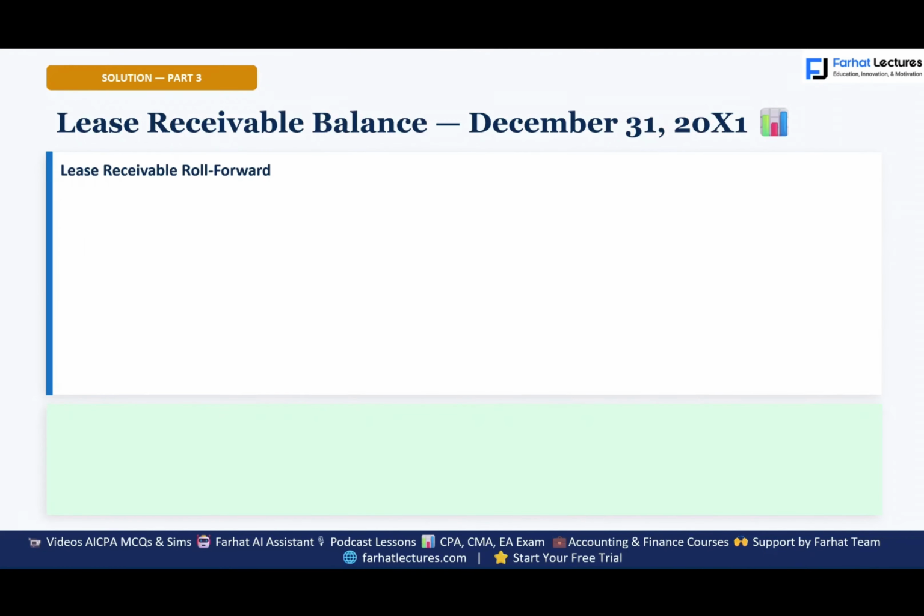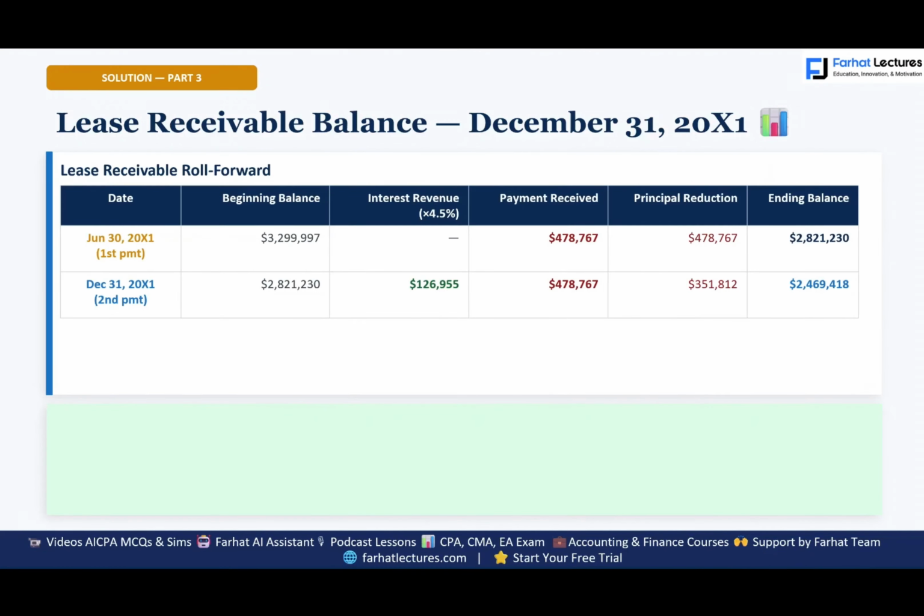Now, the second payment will be made on December 31st, X1, 6 months later. What we have to do here is figure out how much of the payment is interest and how much of the payment is toward the receivable. Remember, we started with a beginning balance on June 30th of 3.3 million, just rounding. Then we made the first payment of $478,767. This payment goes 100% against the principal, and it reduces the principal to $2,821,230.